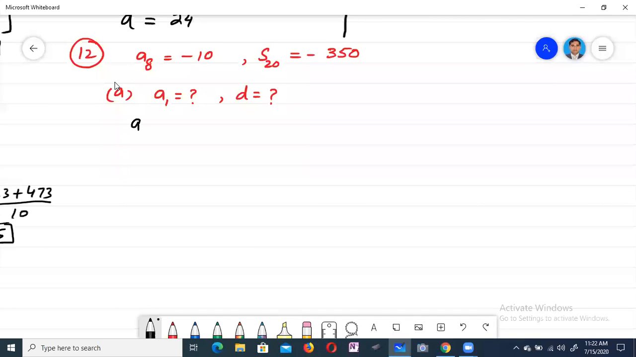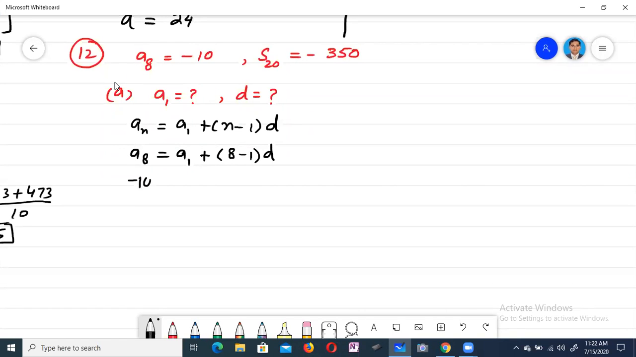You know, an is a1 plus n minus 1 into d, and we will use here 8 because a8 is given there. An is a1 plus n, we have taken 8 minus 1 into d as it is. A8 is given in the question, that is minus 10, equal to a1 plus 8 minus 1 is 7d. This we can say equation number 1.